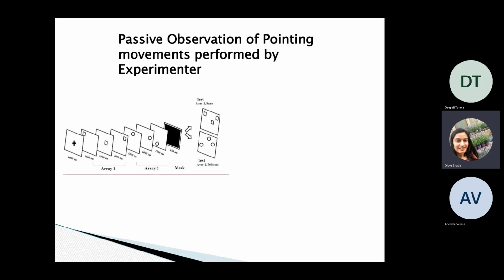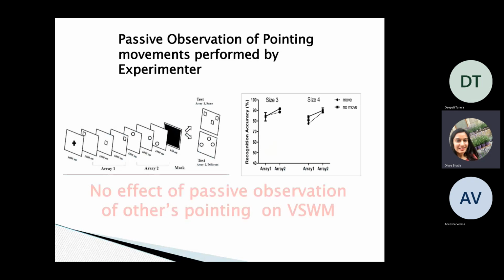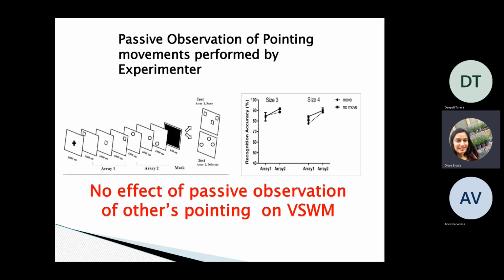We predicted a memory advantage because this is what happens in real life situations, and this is what motor simulation theory says. But we didn't find it. What we find here is that there was no effect of observing pointing movements performed by another person. If you look here, there is no significant difference between the move and the no-move condition. Okay, we were not very happy, but that wasn't the end of the story. It was just the beginning.